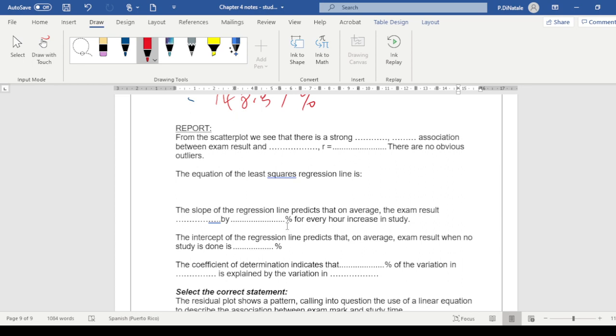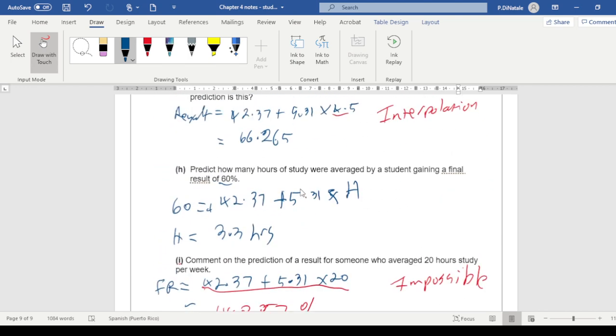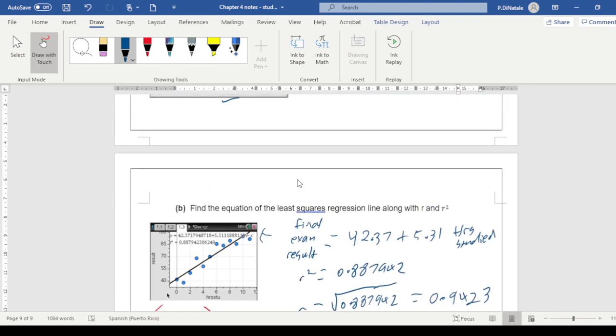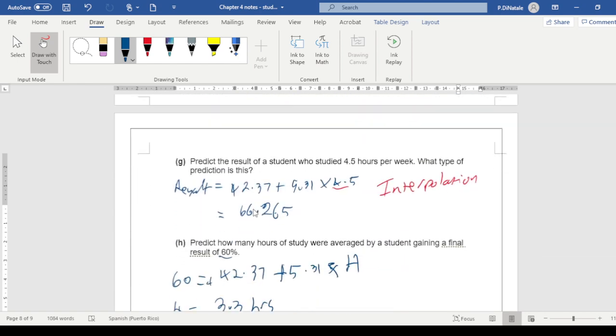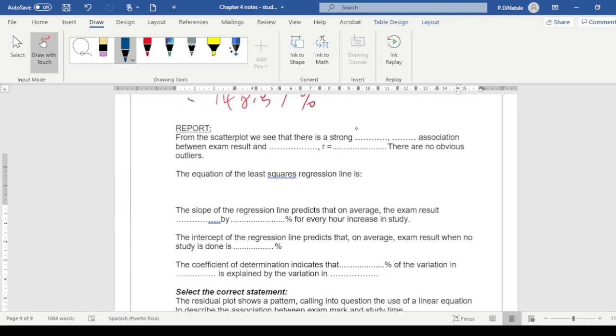I mean, we might need to be asked to write a report. It says from the scatter plot we see that there is a, now if we go back up to the scatter plot, which is up here, look, that's strong. So we're going to say strong. And it's already strong there. Linear association between the exam result and hours studied. With R equaling, and when we worked out R, it was 0.9423. No obvious outliers.